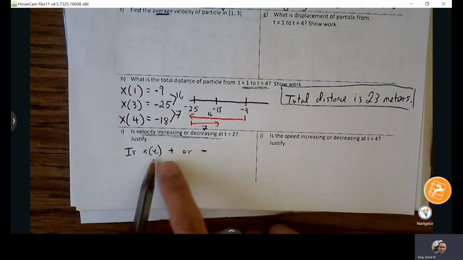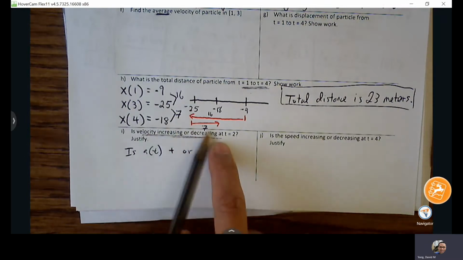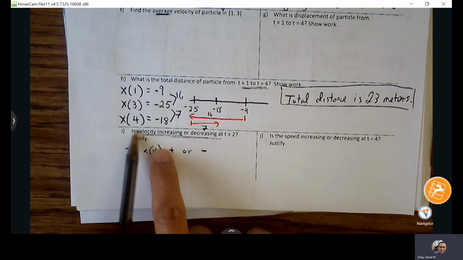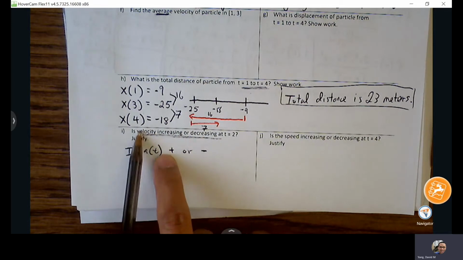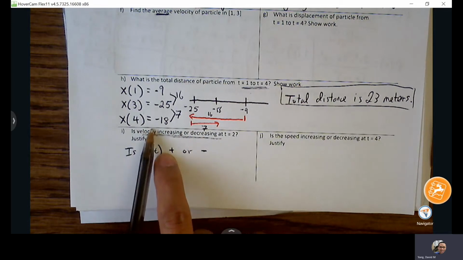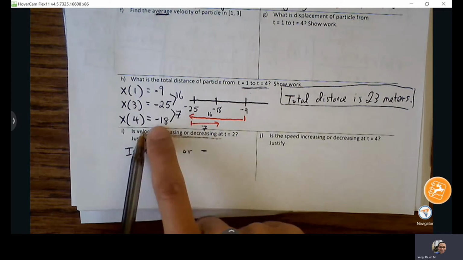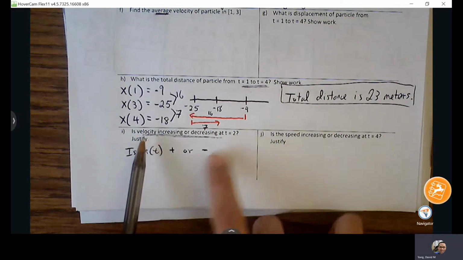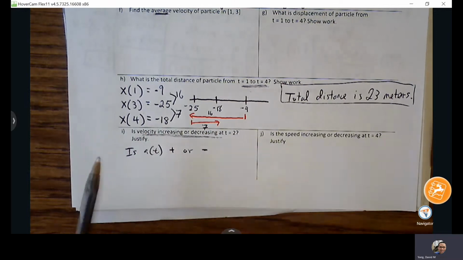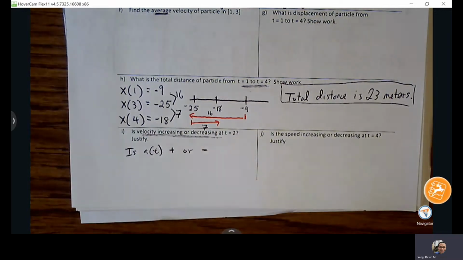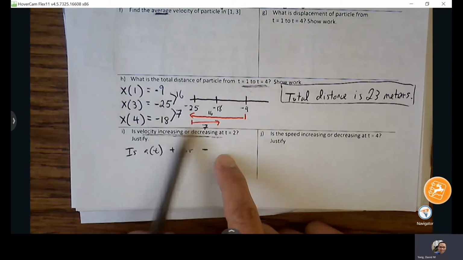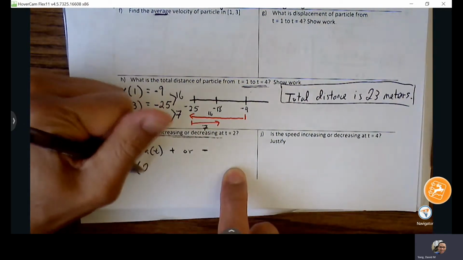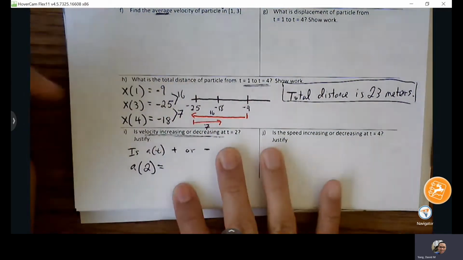The reason why we're talking about acceleration is because we see the word increase, decrease. Increase, decrease is changing the definition of what's being asked. Okay, it's not asking about velocity anymore. It's asking about the rate of change of velocity, which is really acceleration. So it's misleading because you see the word velocity and you naturally want to use velocity, but this increase decrease changes what is being asked of. So we want to find a of 2. Plug 2 into the acceleration function.